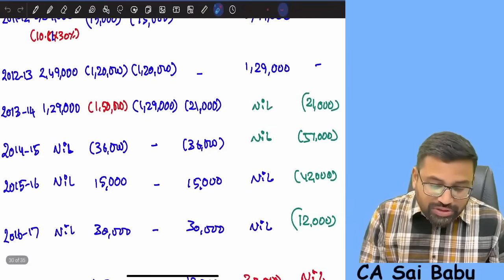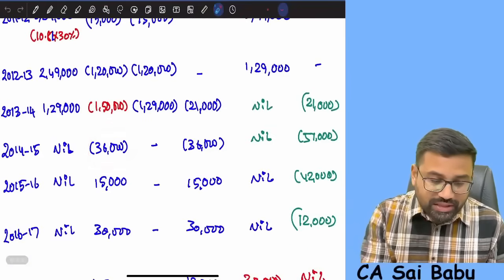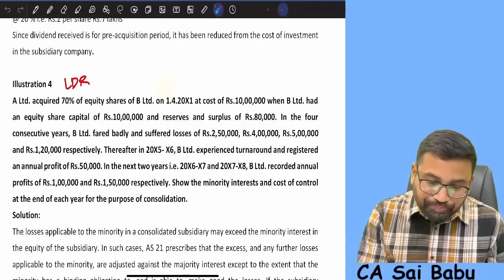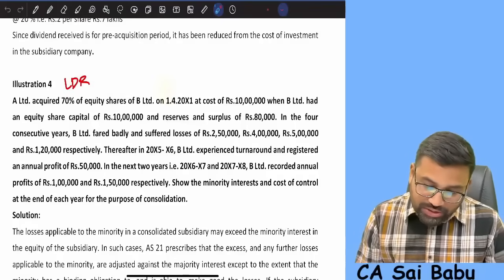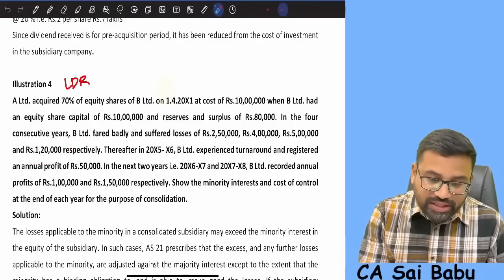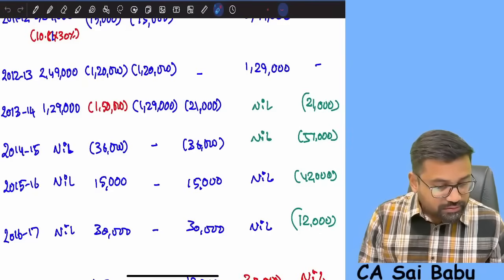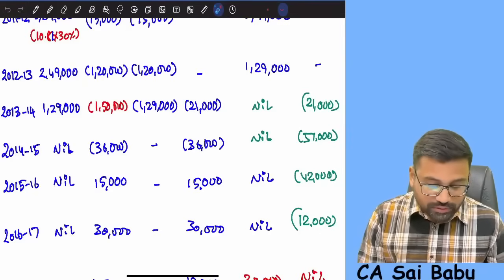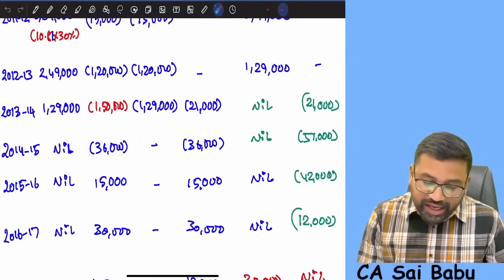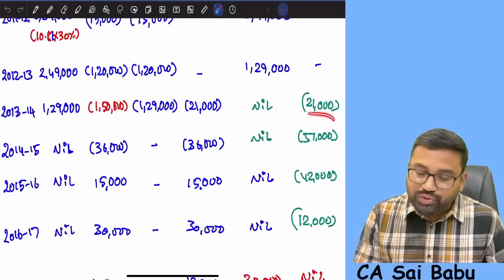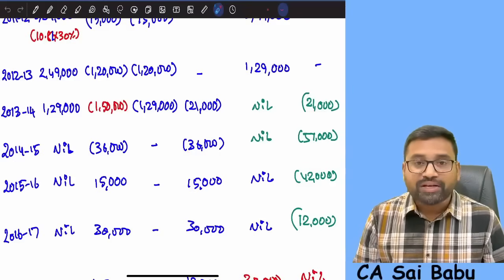Next year also, suppose loss, our share 30, next year again there is a loss, I think 1.2 lakhs. In this 1.2 lakhs, 30%, 36,000. Again, this will be adjusted to the parent company reserves. So total 57,000 is adjusted to parent company reserves.